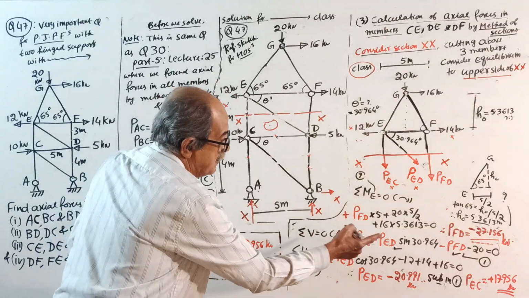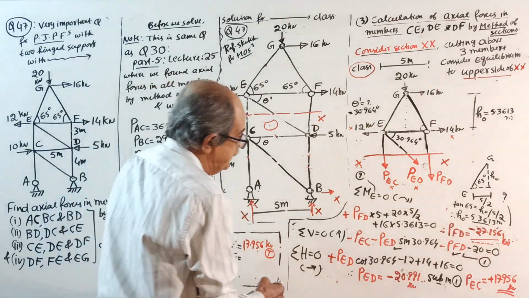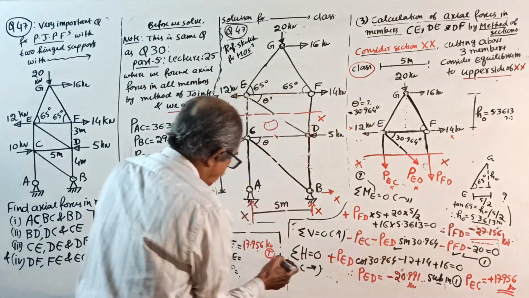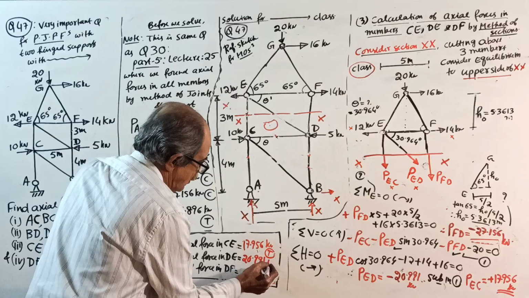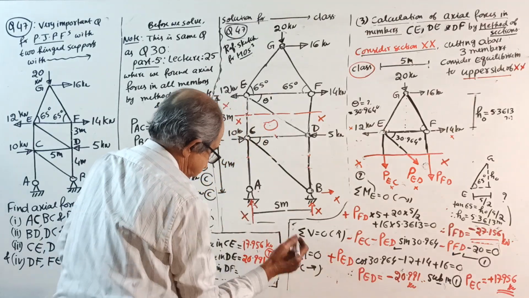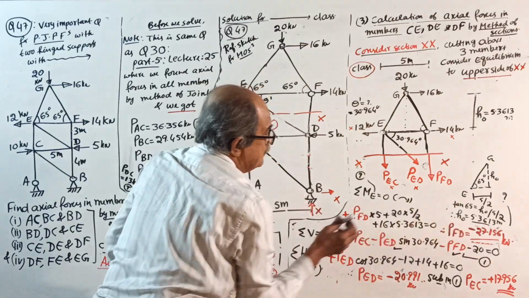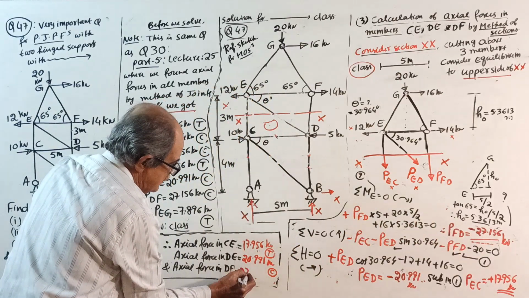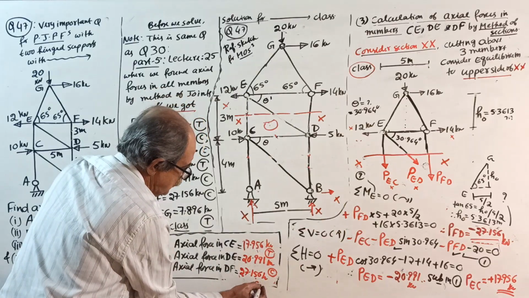9.6 kilonewton, plus came, so tension. Axial force in DE here is 20.991 kilonewton. Negative came, that much compression. Lastly, axial force in DF here is 27.156 kilonewton. Negative sign came, so compression.